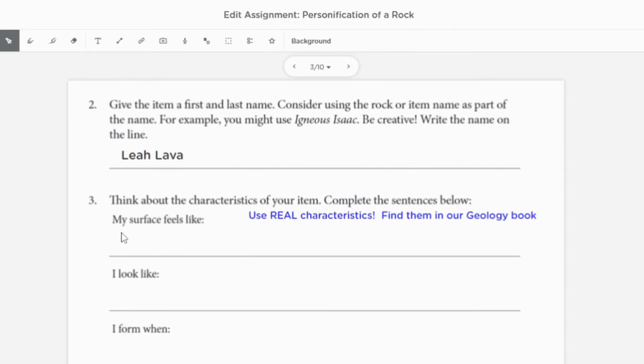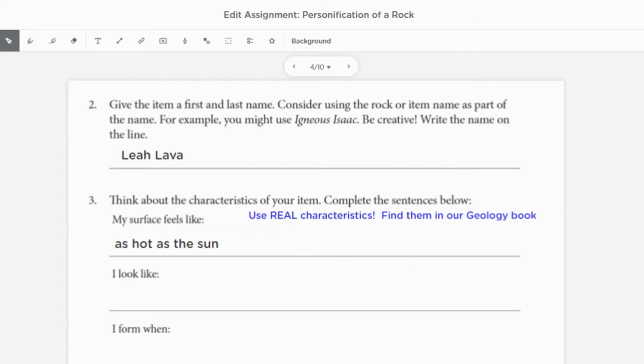The first thing that it asks is, my surface feels like. So I'm going to think about lava. What does the surface of lava feel like? And I know that lava is really hot. And so I put down that the surface of my lava feels as hot as the sun.